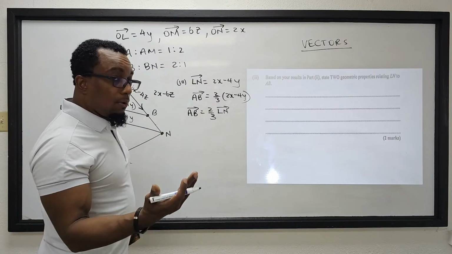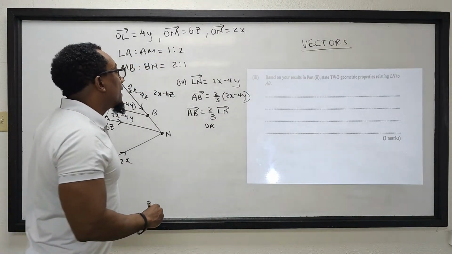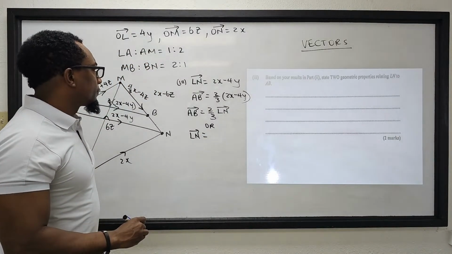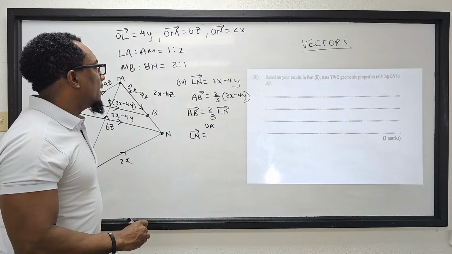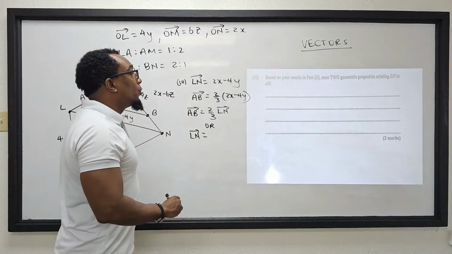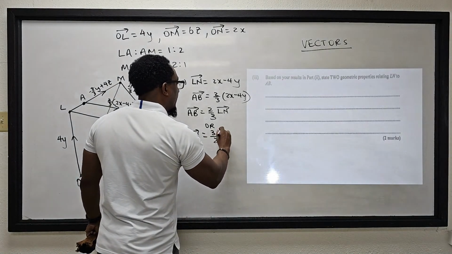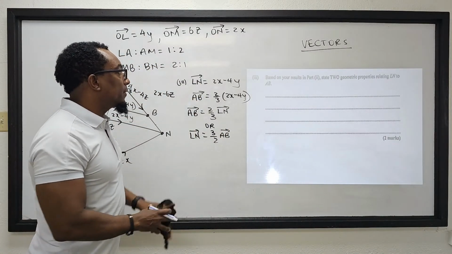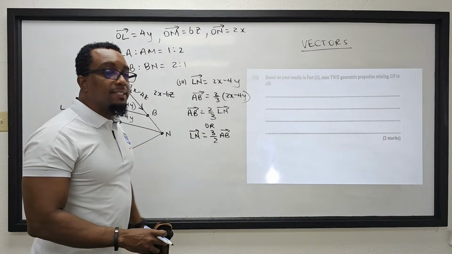Or you can say that vector Ln is 3/2 of vector AB. If you multiply 3/2 by 2/3, what are you going to get? You're going to get 2x minus 4y. So vector Ln is 3/2 of vector AB.